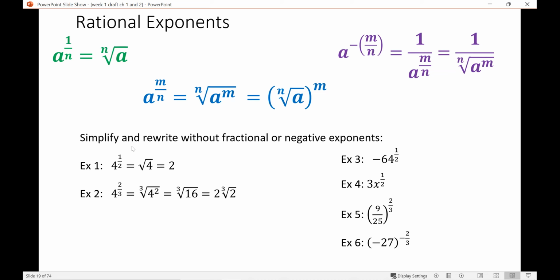We want to simplify and rewrite these expressions without any fractional or negative exponents. Okay, I've worked out the first two already. 4 to the 1/2 is the square root of 4, which is 2. 4 to the 2/3 is the third root of 4 squared, which gives us 2 and the third root of 2. Okay, now I'm going to go through these next 4 examples on the whiteboard. If you feel like you understand this, you might want to try, and even if you don't, you might want to try working through these 4 examples on your own and then coming back to this video to compare with my answers.